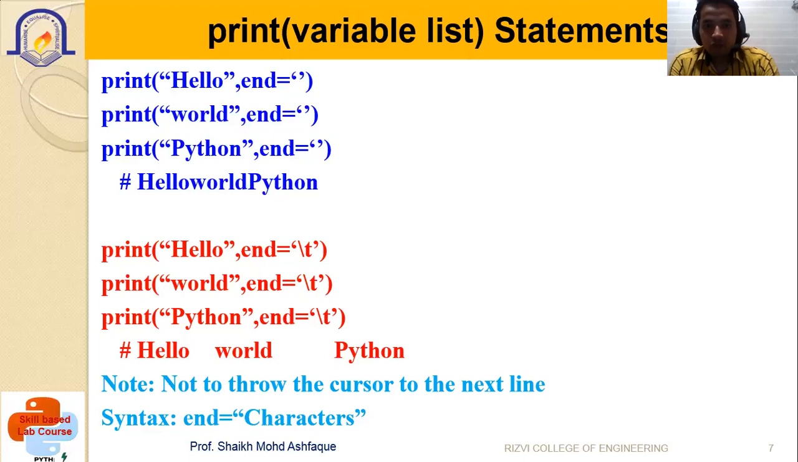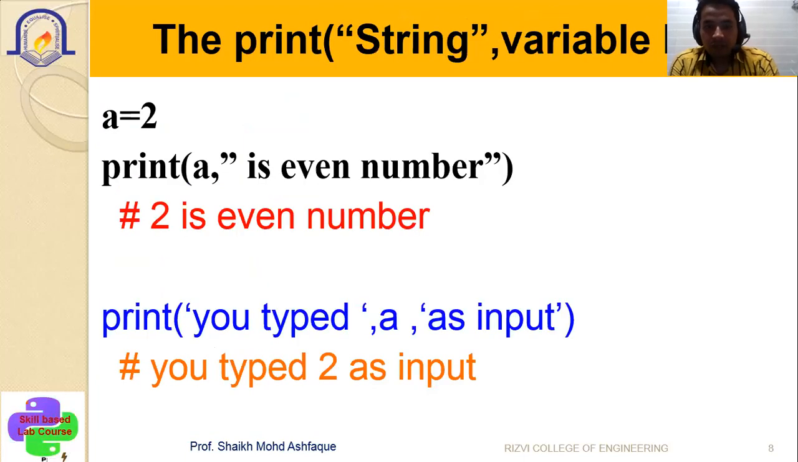The print is used along with both string as well as variable. a is equal to 2, then print a comma inside the double quotes is even number. So here both are there, one is the variable, the second is the string. So print is used along with that also. In between that you can use the comma operator. So it will display 2 is even number. Print you typed single quotes comma a comma as input. So once again here you typed and as input is your string, a is your variable. Then once again everything will be written on the same line, so the output will be displayed as you typed 2 as input. In this way you can use your string as well as variable both together.